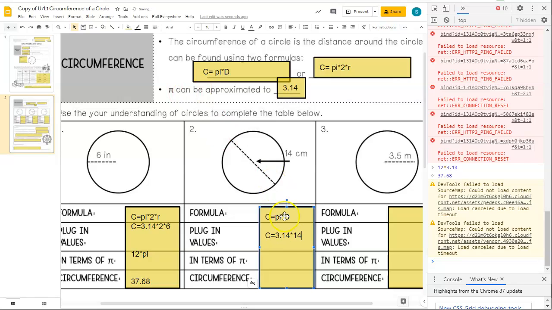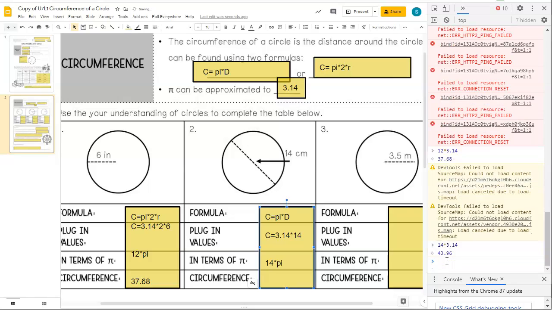So this is not exactly pi, it's just very close. So we could say the circumference is 14 pi, and we can figure out what that is. So we've got 14 times 3.14, and that is approximately 43.96. Now this one should be centimeters, and I forgot the units on this one. This one was inches.